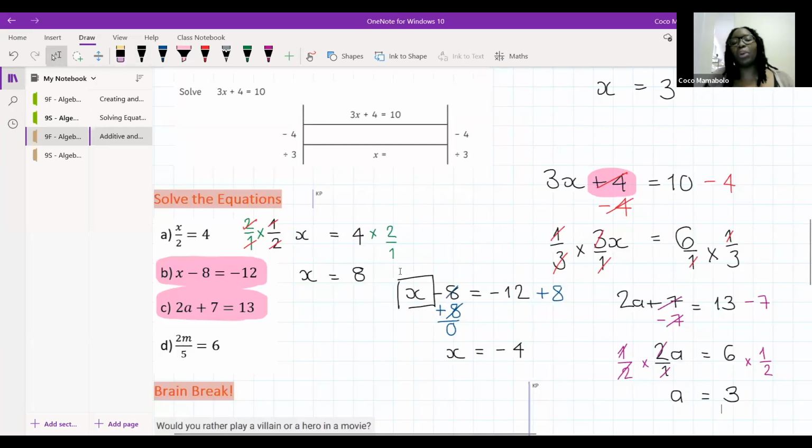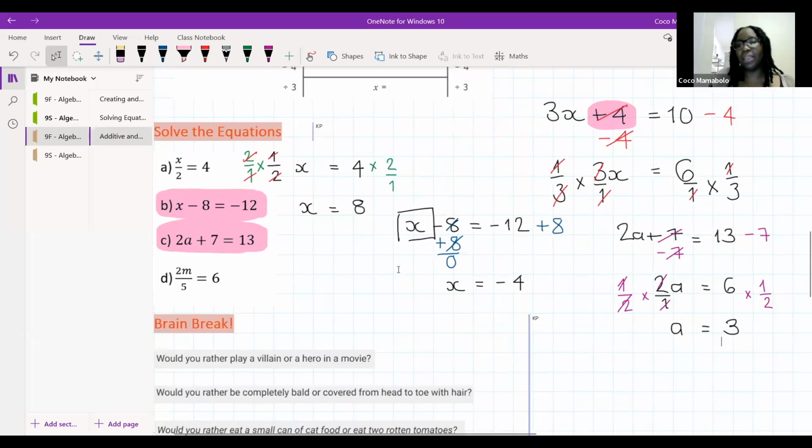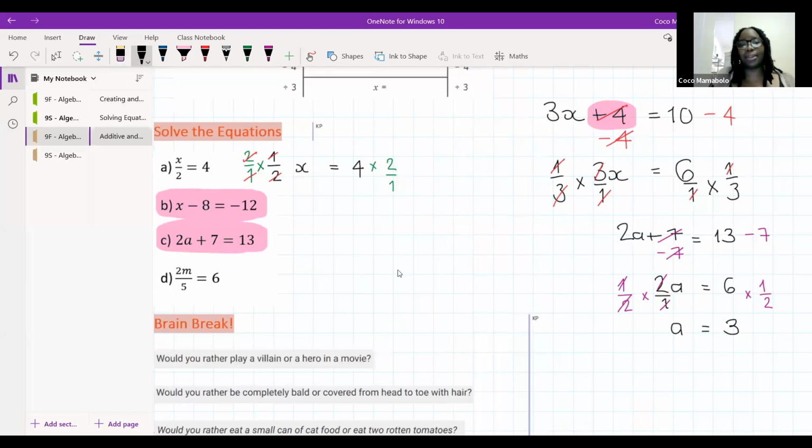All right. If anybody wants to venture to do D with me, I would love to see how you guys went about that multiplicative inverse of 2m over 5. Because I can tell you now, this is actually what the sum looks like. The sum looks like 2 over 5m is equal to 6. We can rearrange it and write it like this.